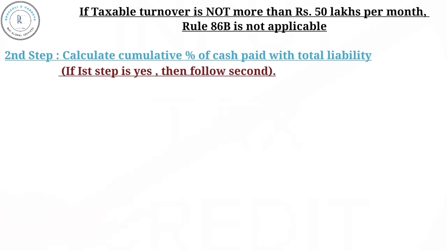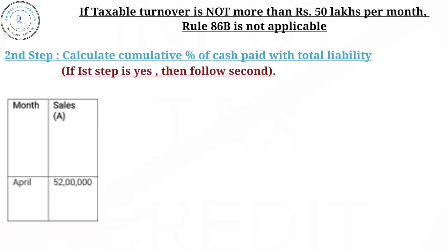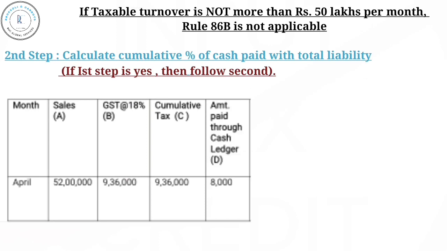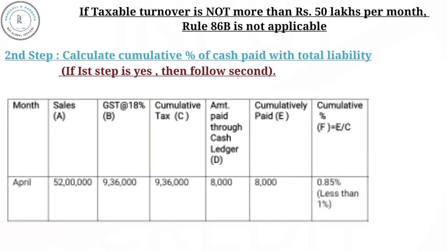Applicability of Rule 86B: not applicable. Month, April. Sales, A: 5,200,000 rupees. GST at 18%, B: 936,000 rupees. Cumulative tax, C: 936,000 rupees. Amount paid through cash ledger, D: 8,000 rupees. Cumulatively paid, E: 8,000 rupees. Cumulative percent, F equals E/C.